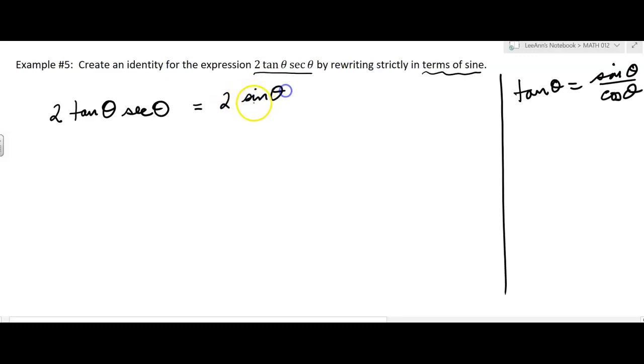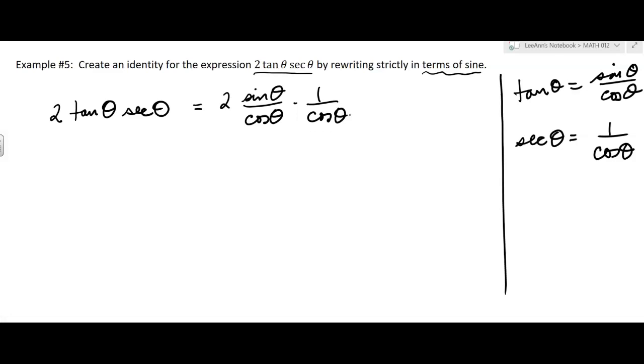Sine theta over cosine theta. I don't really want a secant theta in there. And I can't put secant in terms of sine, but I do know that secant theta is equal to 1 over cosine, which might be helpful to me. So I'm going to replace the secant theta with 1 over cosine theta. Okay, so I do have a sine theta, and I've got a cosine theta and another cosine theta. I'm going to simplify that to be 2 sine theta over cosine squared theta.